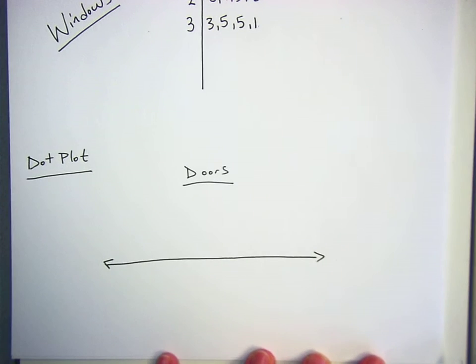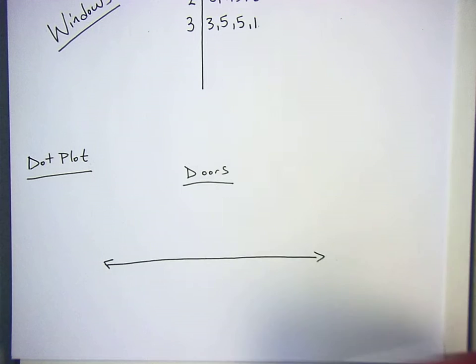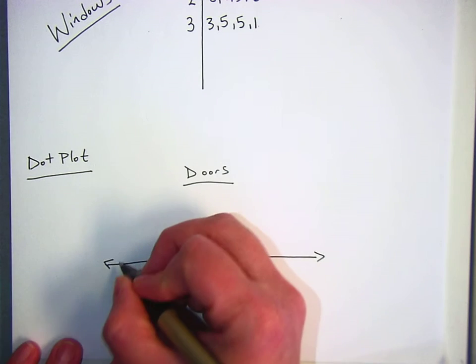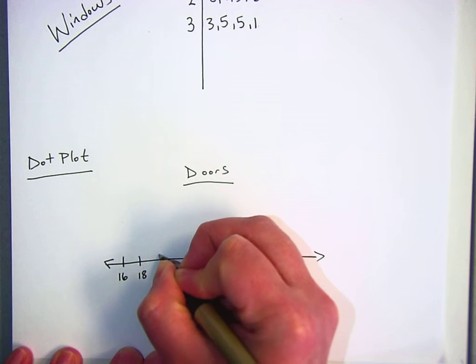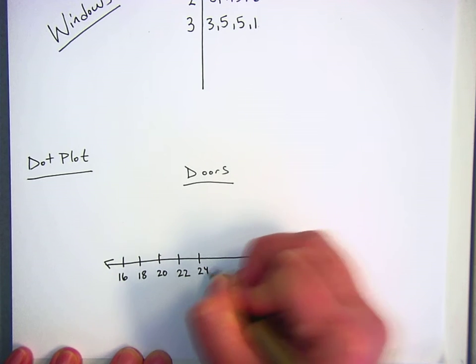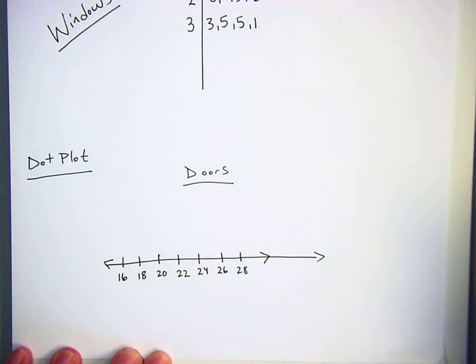All right, dot plots. Now, a dot plot has a number line at the bottom. Everybody's written down the doors, right? The door numbers from the top. You're not relying on me to show you? Good. It looks like the lowest one I have here for doors is 16, and my highest is 28. So I'm going to count by 2s. 16, 18, 20, 22, 24, 26, 28. Right. I obviously made that way too big.